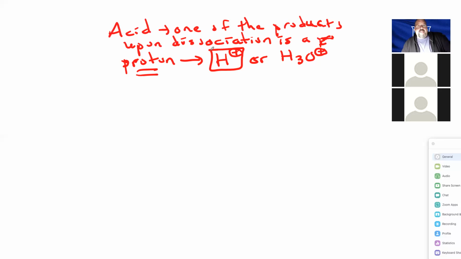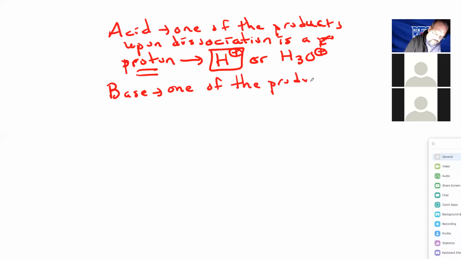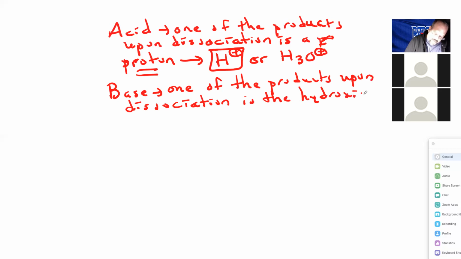Now, how does that compare to what Arrhenius talks about for a base? Well, here, one of the products upon dissociation is the hydroxide ion. And there's a specific formula for the hydroxide ion. The hydroxide ion has the formula of OH-, okay?